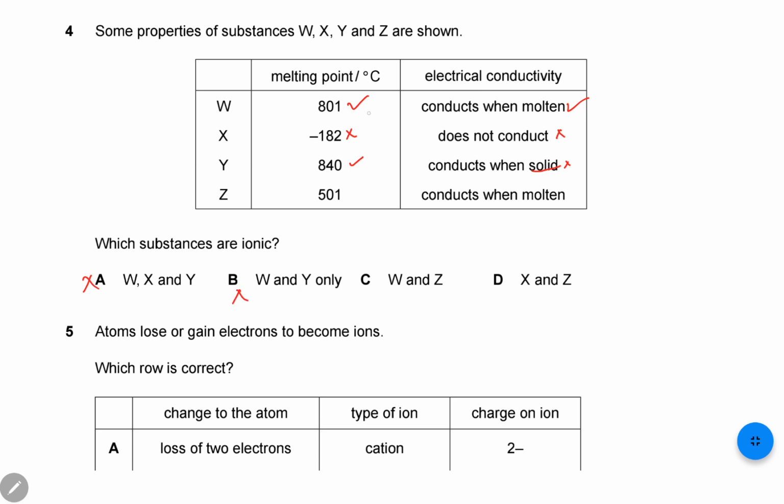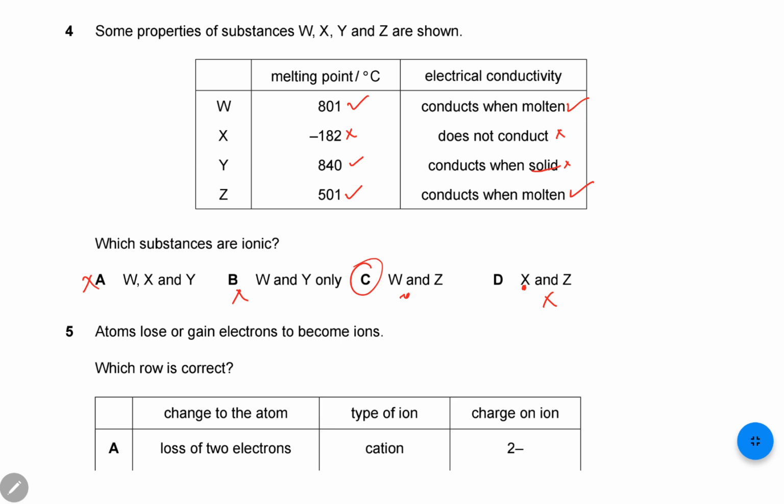Let's go to C. C says W and Z. Z, temperature is fine, even the conductivity is fine, so we can keep it before we conclude the answer. D says X and Z. Look at X, the temperature is not well. X has been discarded. Z is all right, but because of X, it's also out. So our correct answer is C.